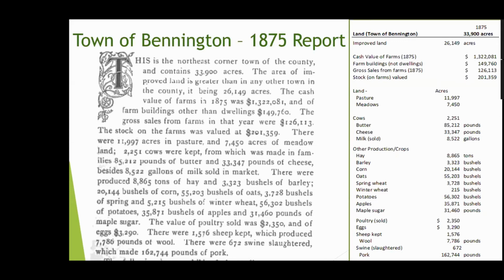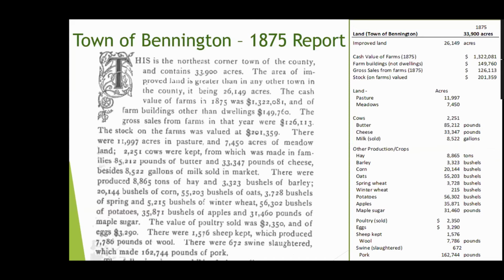And so I typed what was in the paragraph over here on the side so you could see the pasture acres, the meadow acres, the number of cows, the pounds of butter, pounds of cheese, gallons of milk, the tons and bushels of the various grain, and then pounds of maple sugar. They produced 31,460 pounds of maple sugar in 1875. The number of poultry sold was $2,350 worth, and the eggs were $3,290 value that was sold.